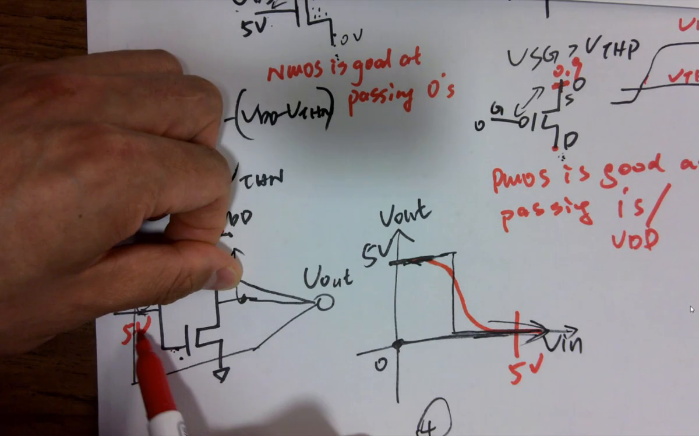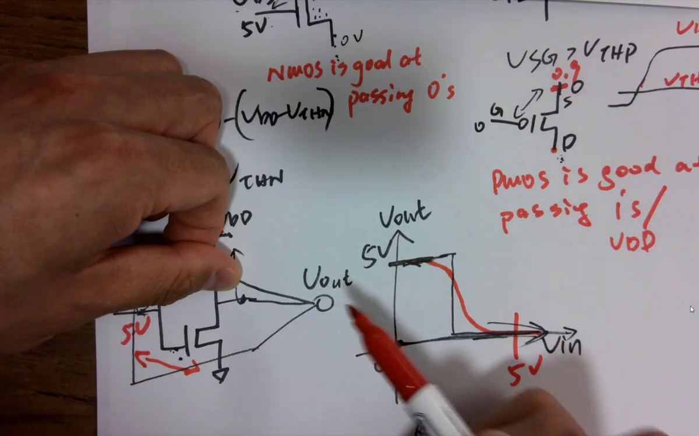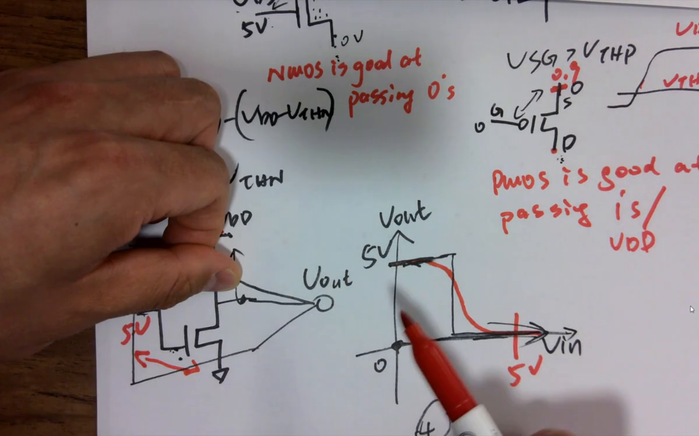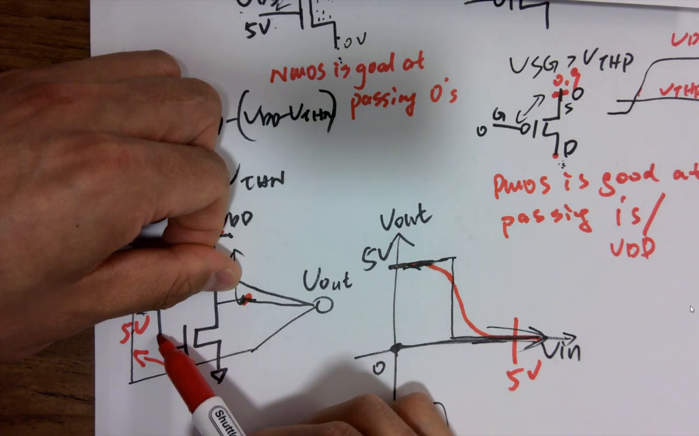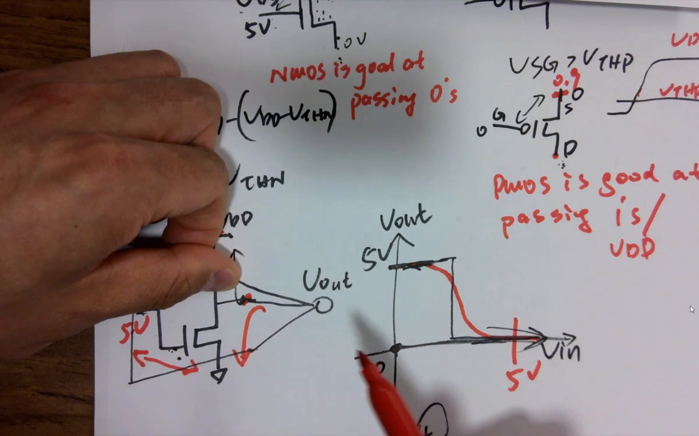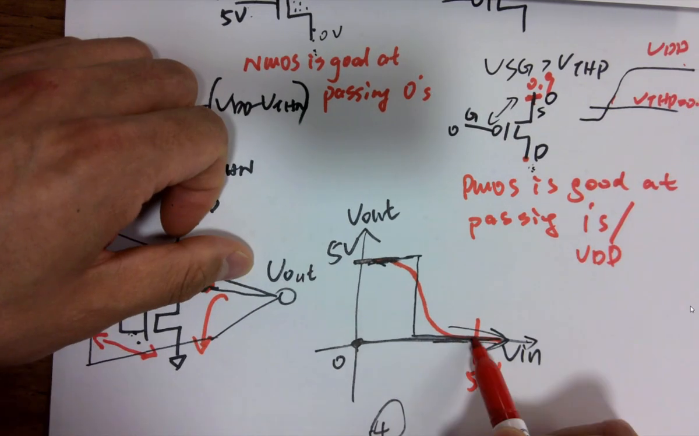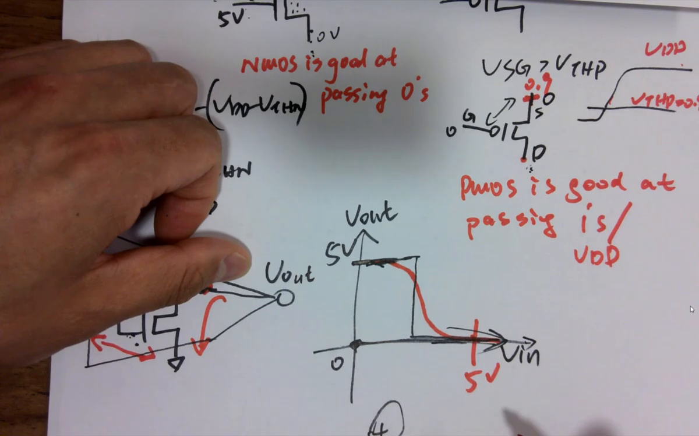But 5 volts will be able to turn on the NMOS because you have VGS, which is 5 volts, a lot bigger than 0.8 volts, which is the threshold voltage. So VL will be pulled down to ground. So 5 volts input will give you a 0 output because it's being pulled down to ground. And that's why your VL becomes 0 afterwards. Okay?